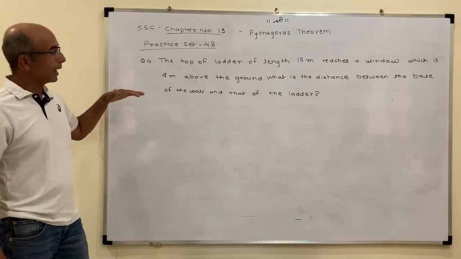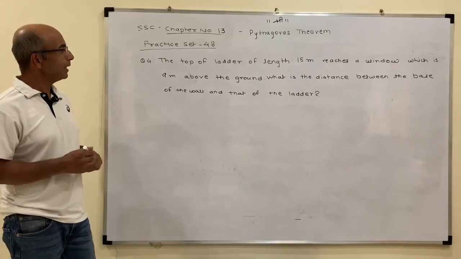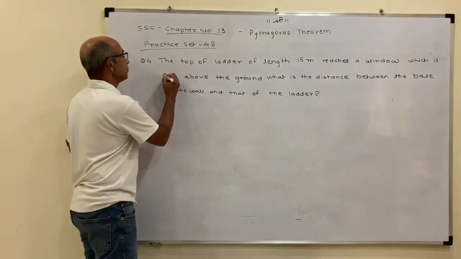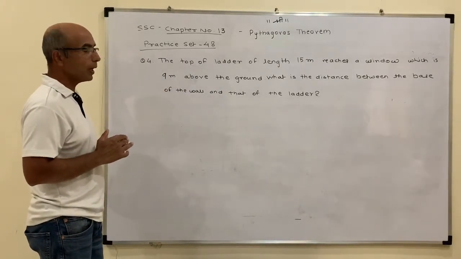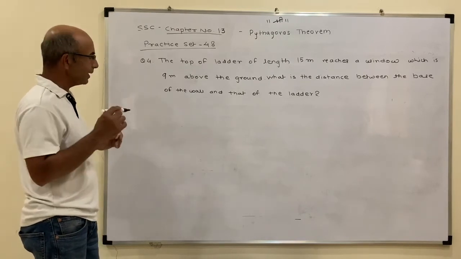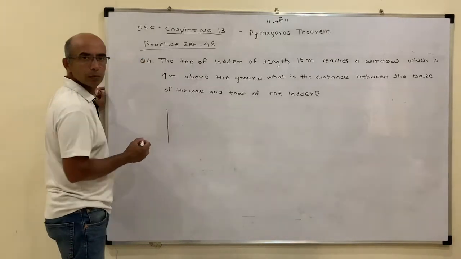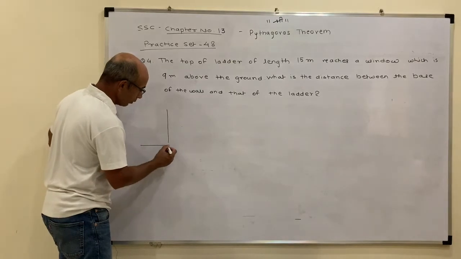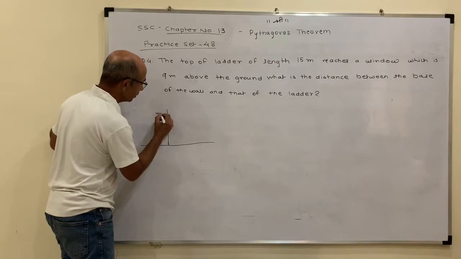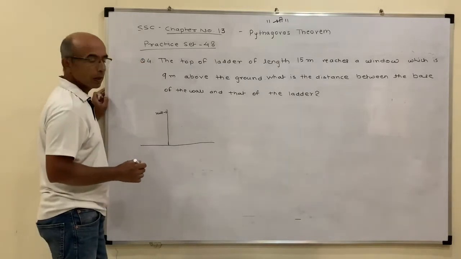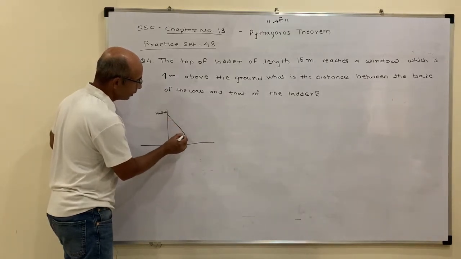The top of a ladder of length 15 meters reaches a window which is 9 meters above the ground. What is the distance between the base of the wall and that of the ladder? So now let's sketch it. So this is my wall, and this is the ground. This is my wall. And this is my ladder, which is touching this window and the ground.